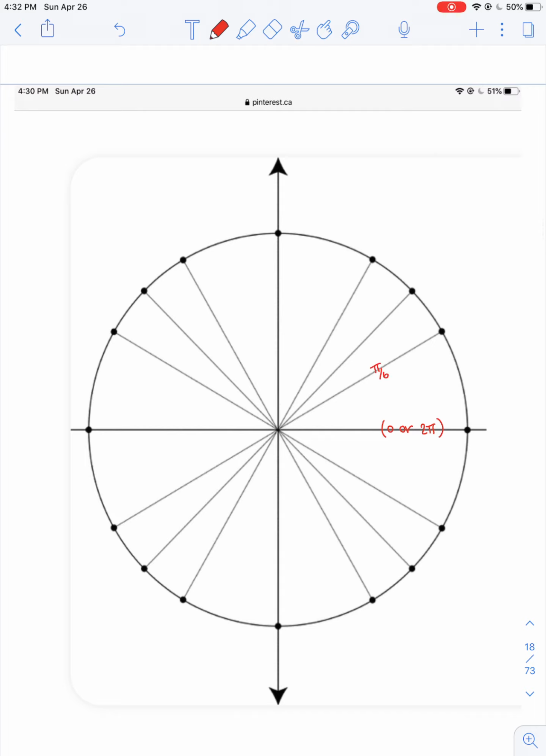This one would be then pi over 6. So pi over 6, guys, is equal to 30 degrees. And then we have pi over 4, which is equal to 45 degrees. Pi over 6, which is equal to 60 degrees. Well, actually, it should be pi over 3. Pi over 3, which is equal to 60 degrees. And then we have pi over 2, which is 90 degrees.